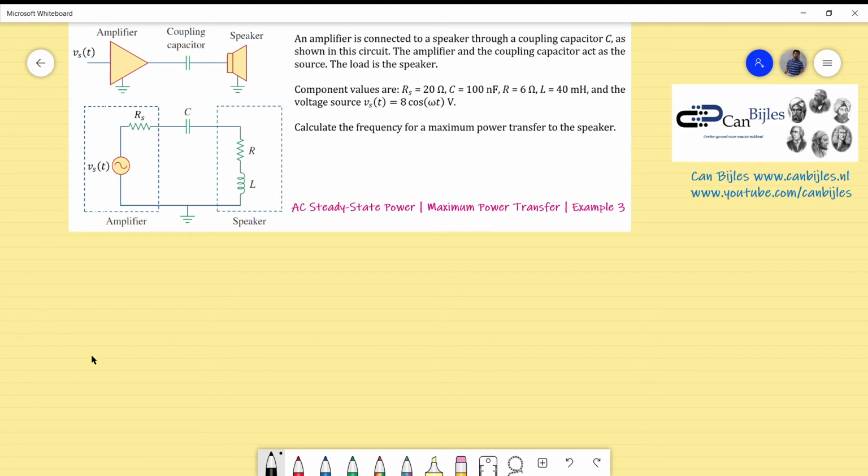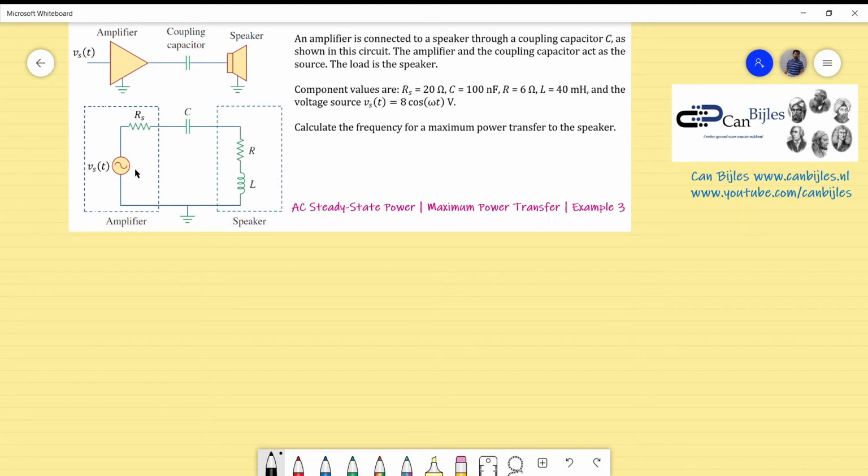In this example I would like to discuss a practical situation. We have an amplifier here which is connected to a speaker through a coupling capacitor such that we can block the DC signals, and the circuit diagram for this situation is also shown here.